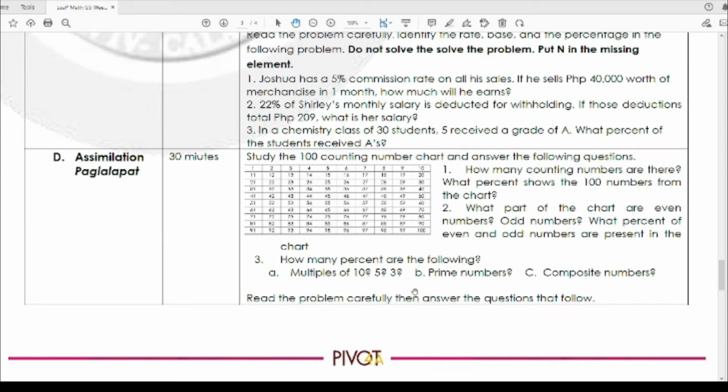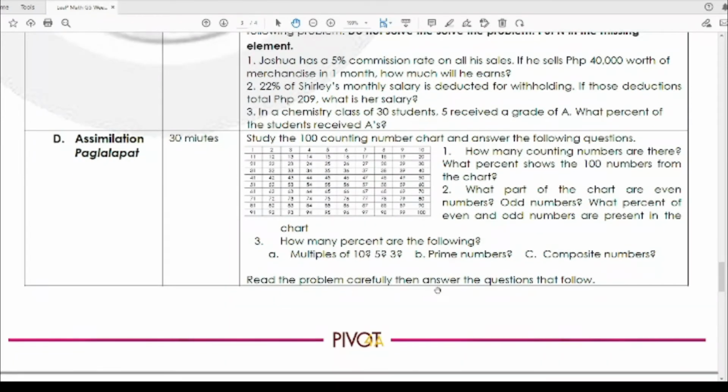from 100 counting numbers. Letter B, you may now get the percentage of prime numbers. What are those prime numbers? Those with 1 factor. And letter C, composite numbers, those numbers with two factors. So what are the percentages of those composite numbers? Read the problem carefully, then answer the questions that follow.